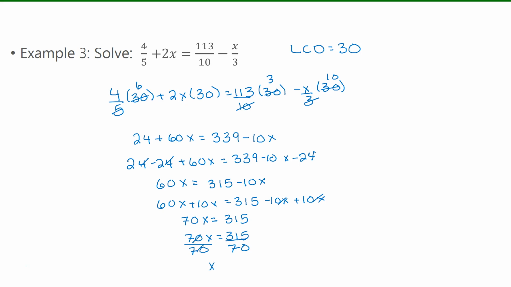Now if you divide 315 by 70, it doesn't work out to be a whole number. So what we're going to do is leave it as a fraction, but we are going to reduce it. 35 can go into each number. 35 goes into 315 9 times, and 35 goes into 70 twice. So x is equal to 9 over 2.